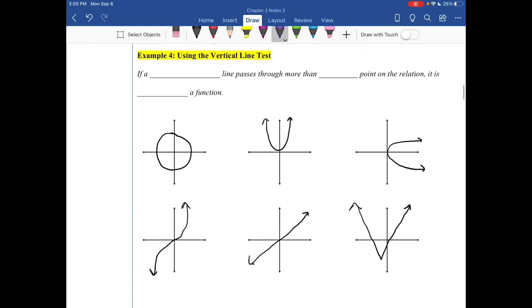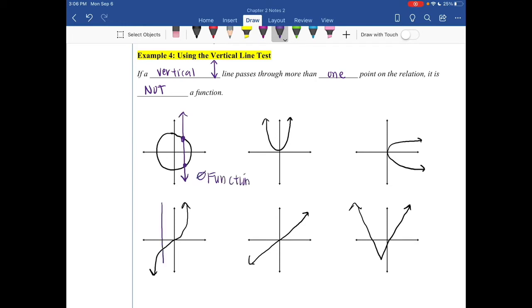One other way to identify a function is through what we call the vertical line test. And that says if a vertical line passes through more than one point on a relation, then it is not going to be a function. Now remember, vertical lines, these are the ones that go straight up and down. So let's go ahead with this first one, draw a vertical line. This one touches at 2 points, so this one will not be a function.